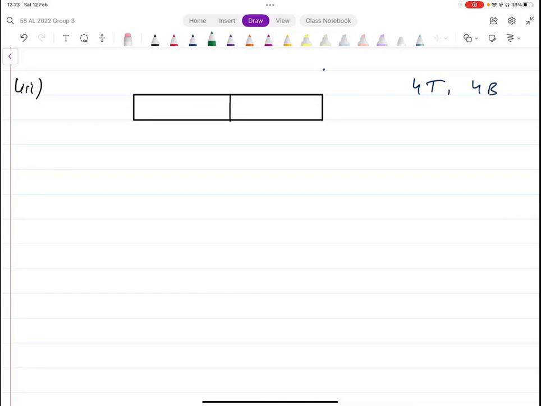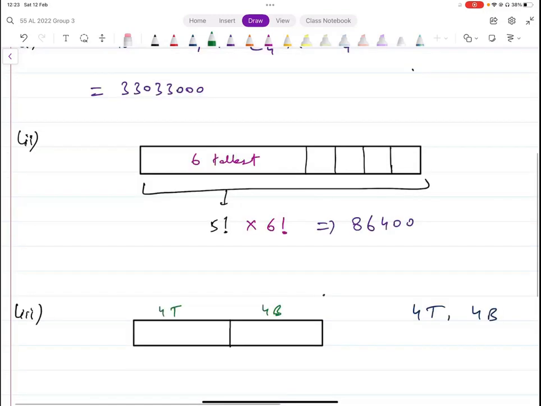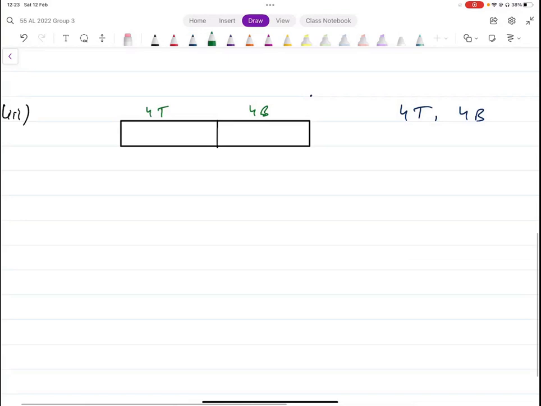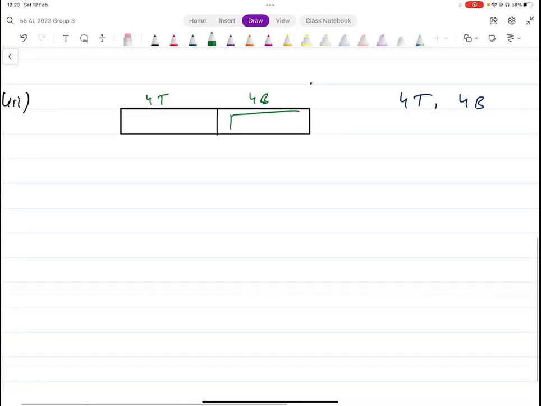We have 4 T's here and 4 B's here. Ye to ho gaya. Theek hai? Acha, B's ko to koi masla nahi hai. So they can be, you know, an arrangement. It doesn't matter. But 3 out of these 4 T's refuse to stand next to a B.